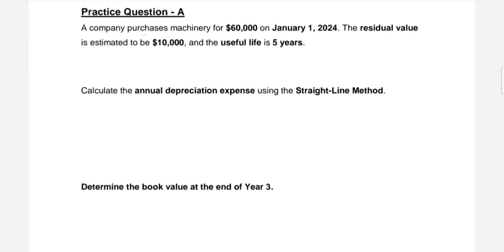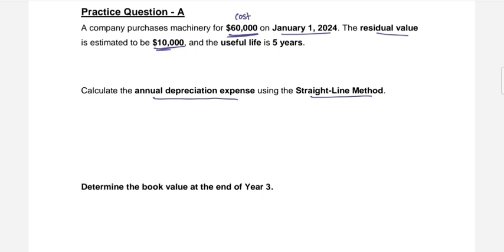So a company purchases machinery for 60,000 on January 1st of 2024. So 60,000 is the cost of the asset. The residual value is estimated to be 10,000 and the useful life is 5 years. Calculate the annual depreciation expense using the straight line method.